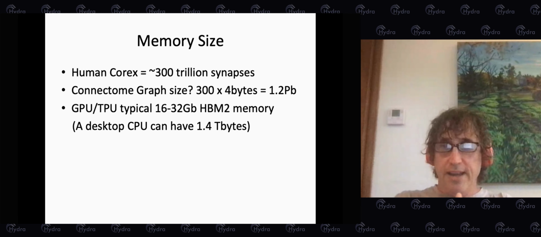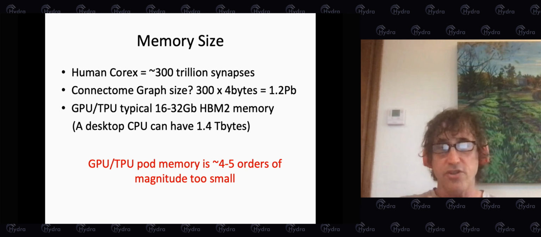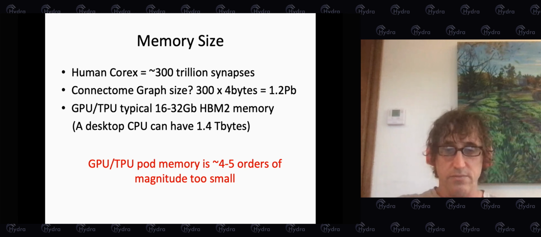or a server that can have, these days, close to 100 terabytes. So this kind of size of the accelerator, the GPU memory, is very small. In fact, if you think of the Google TPU pod, its memory is 4 to 5 orders of magnitude too small. If it's supposed to hold the graph of your brain, it just can't do it. There's no hope. It's just too small.